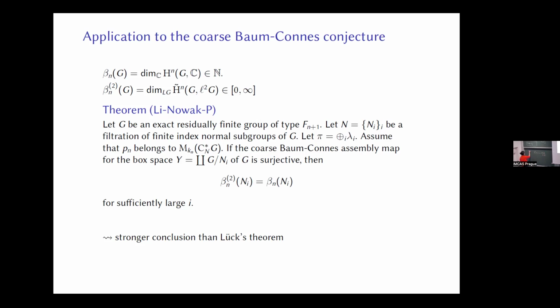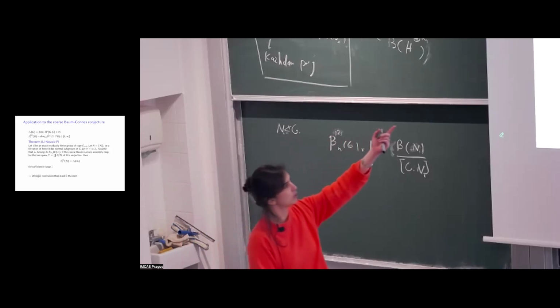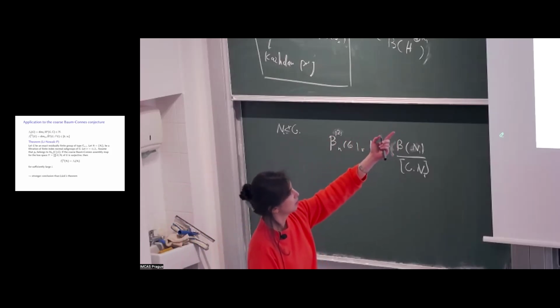So if N is the normal subgroup here, there is a limit involved, and what we have here is just that on the nose we get an identity. But on the other hand, Lück's theorem doesn't need any assumption on the existence of higher Kazhdan projections or exactness.